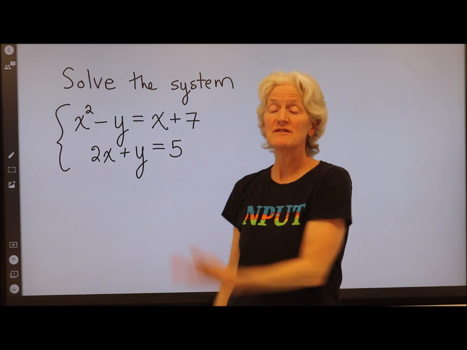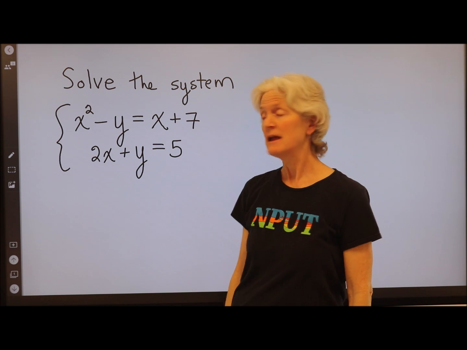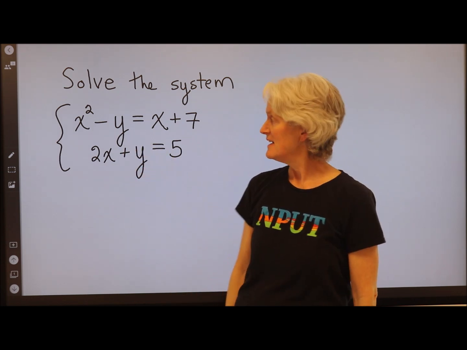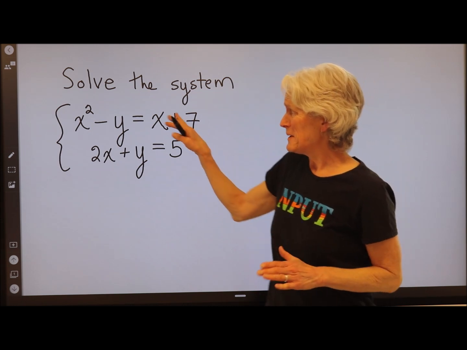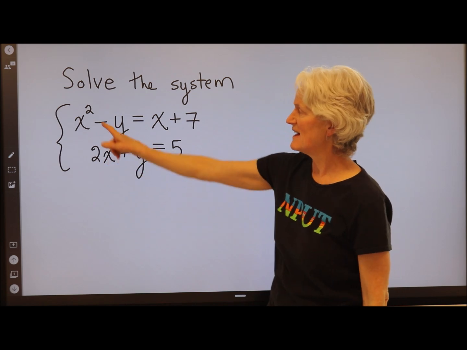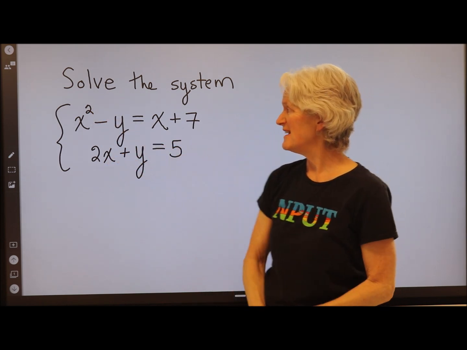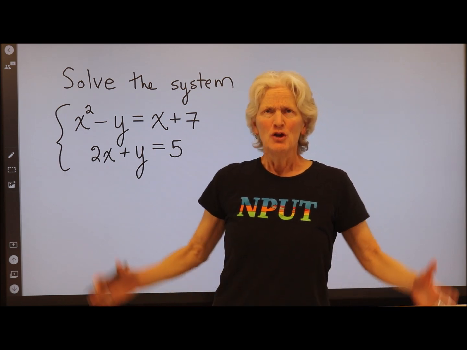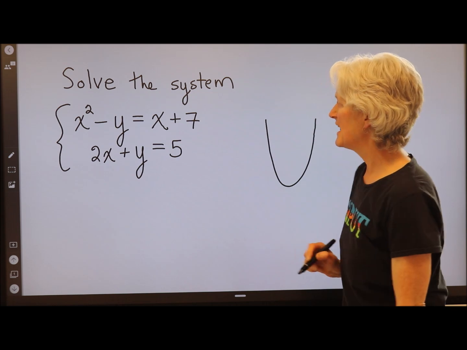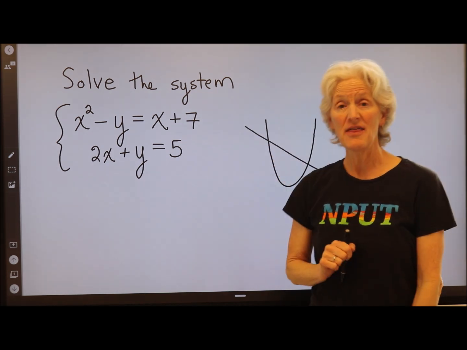A system of equations is just two or more equations that share variables. So I'm sharing x and y in this case. This one's a tricky one because one of my equations is quadratic. We can tell it's quadratic because it has an x squared there. And the other one is a line. So you could solve this graphically, right? I think we're going to get a parabola for one and a line for the other.